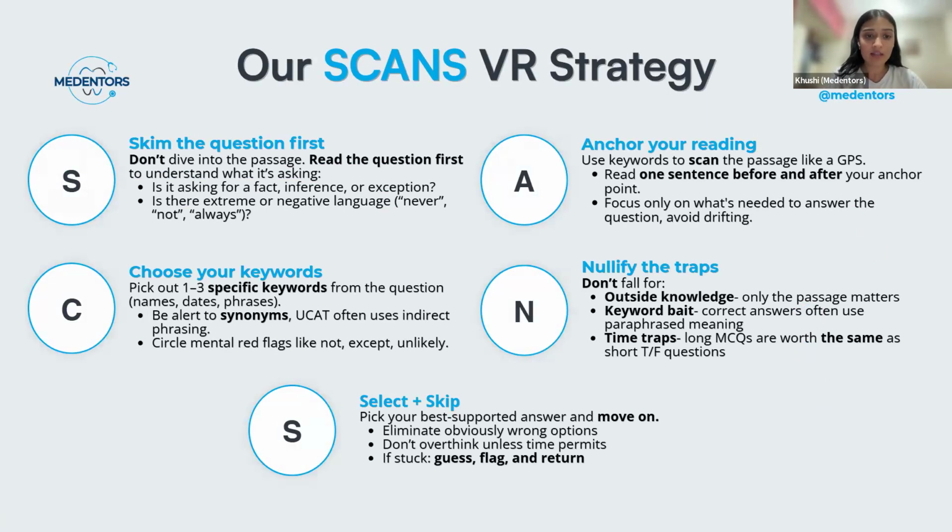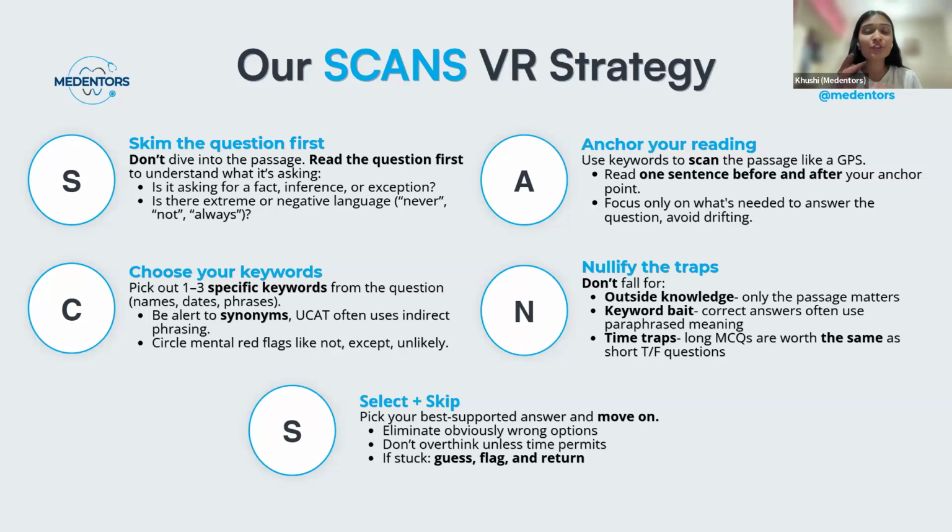So what I recommend doing is read over the question first, skim and understand it. Do a quick look through the answer options. Don't bother reading it all. Just scan your eyes down to have a general idea of what you're looking for. And in that question, see what it's asking for. Is it a fact? Are you trying to infer something, or is it an exception?